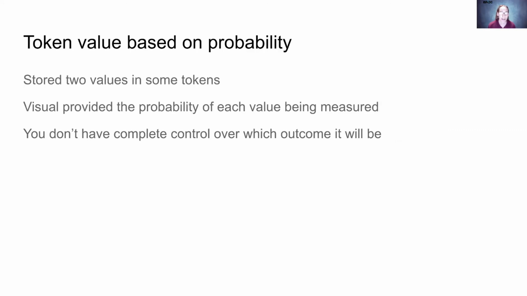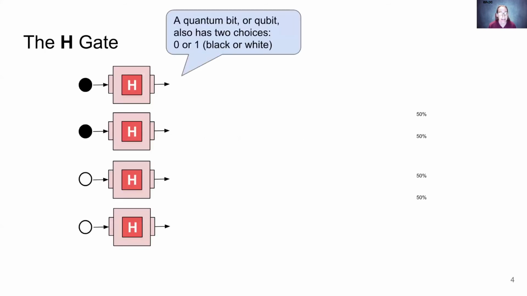All right, so let's think about that token again. So that means that that token value was based on probability, and it allowed two values to be stored in the token as long as it had a probability. So that's called superposition, and that's actually true in quantum. We can set it up so that a single object has one of two values, and then we measure it later and find out which one it measures at that moment. But it is storing them both when it's storing them. And we provided you a visual that was the probability of each value being measured, and you didn't have control over which outcome it would be. All you had was the information about the probability. The same is true in quantum.